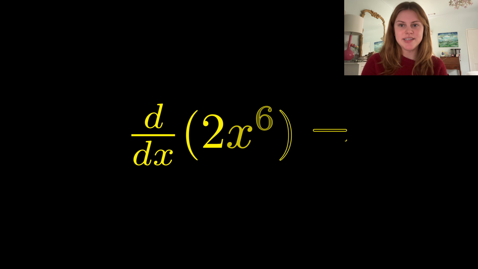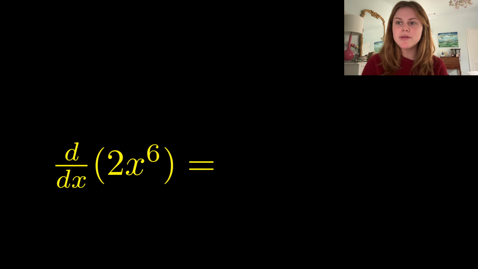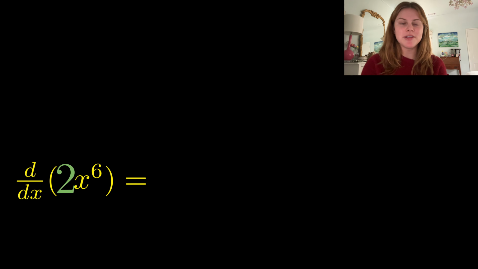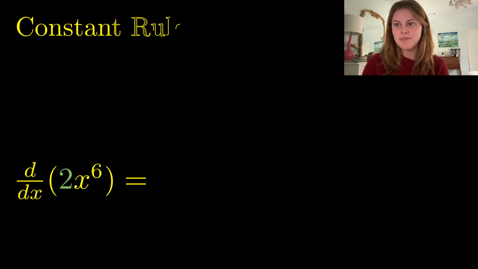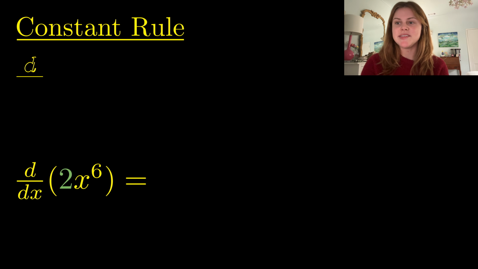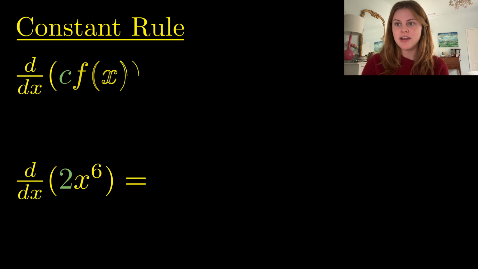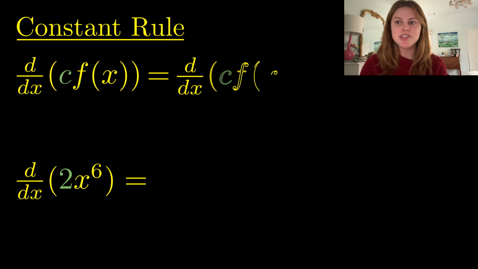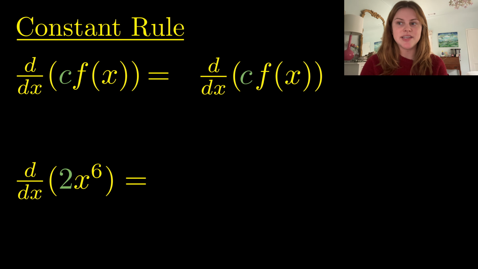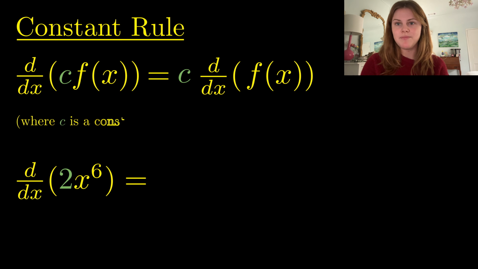Now let's do something slightly harder with our next example. We're going to be taking the derivative of 2x to the 6th. Before we rush in and apply the power rule, let's talk about what to do with the 2 at the front of this function. There's another derivative rule that says that if we have a constant times a function, we can bring the constant to the front and then take the derivative, so that essentially the full derivative is that constant times the derivative of that function.